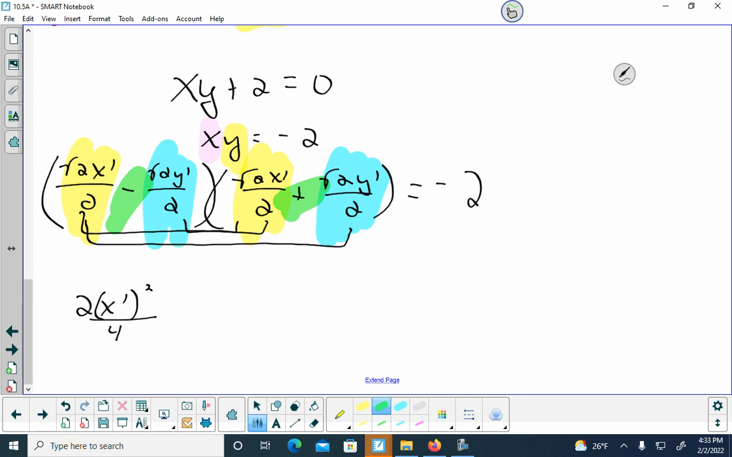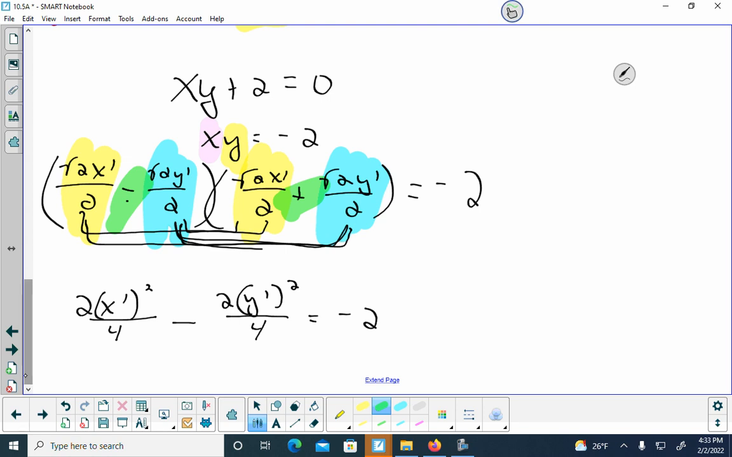And now I'm finally going to do my last term, which means I'm going to multiply the two blues, which means I'm going to have a minus because I have a negative times a positive, and 2 y prime squared over 4, and this is going to equal negative 2.